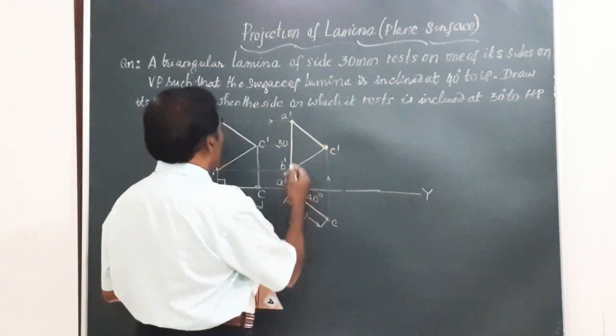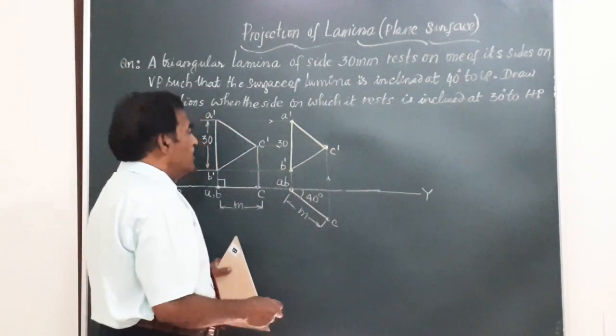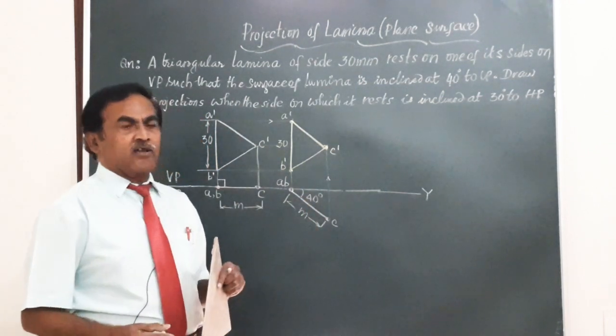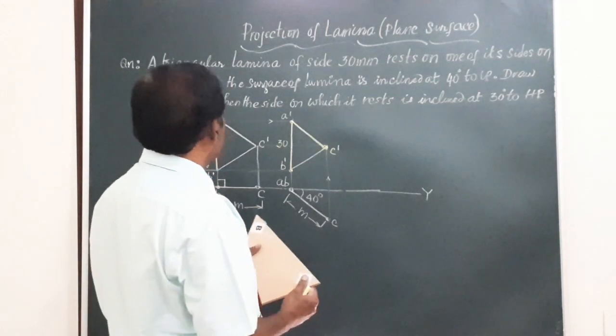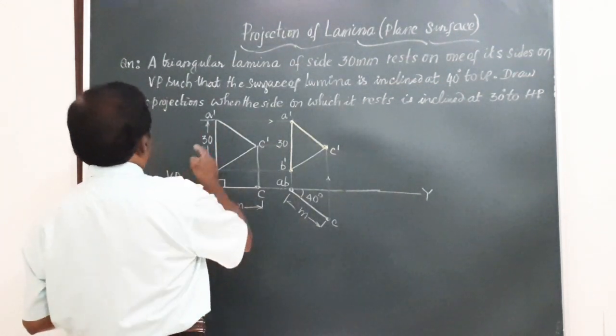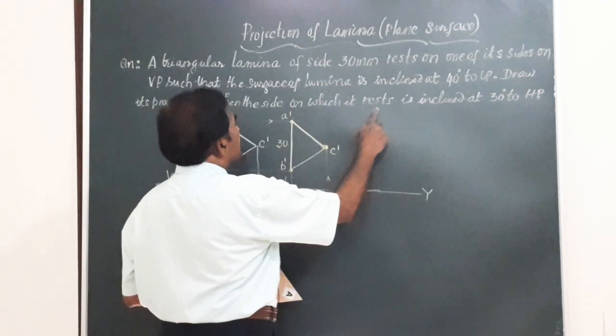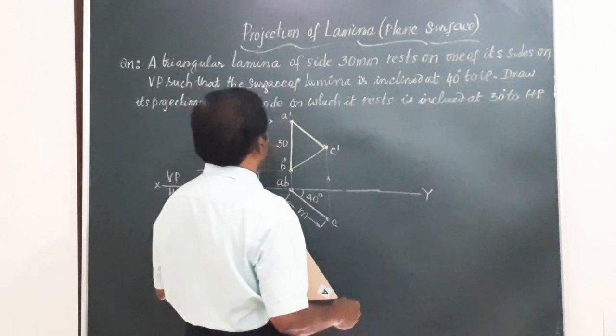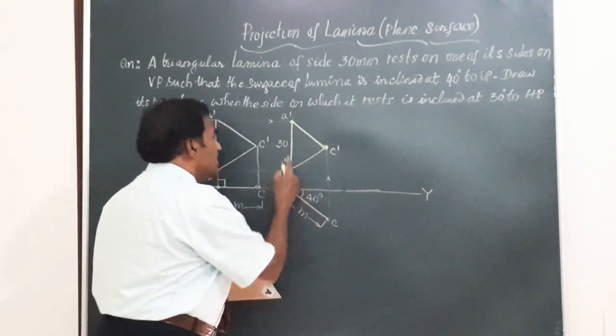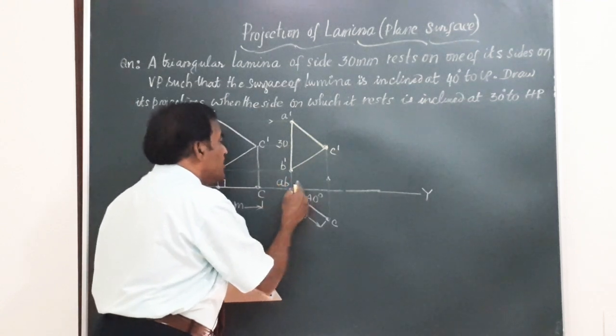Friends, now we have the front view, we have the top view when the surface is making an angle of 40 degrees. But in the question he says, draw the projections when the side on which it rests is inclined to HP. Friends, you can see here the lamina is resting on side AB on VP.